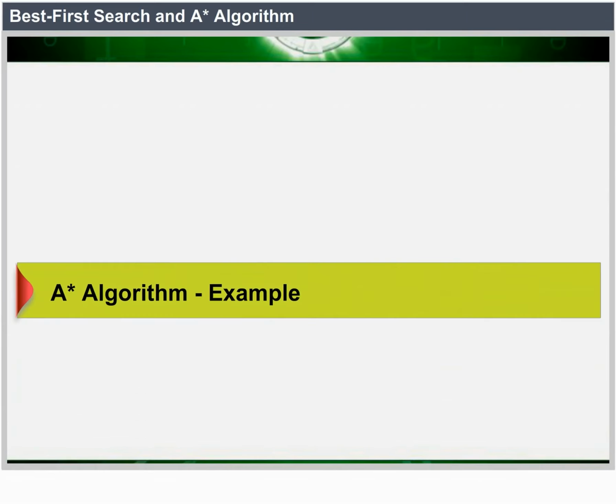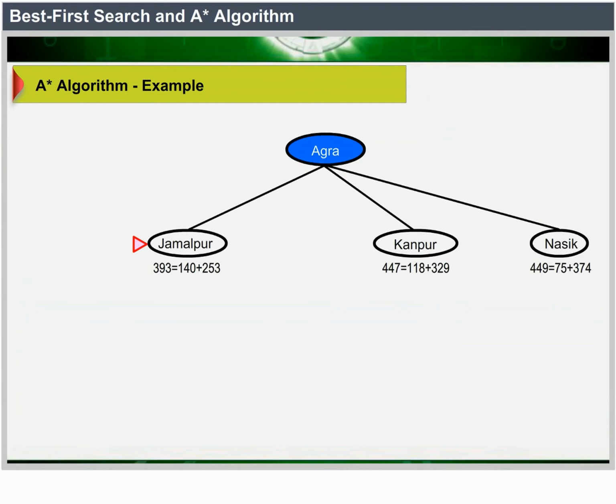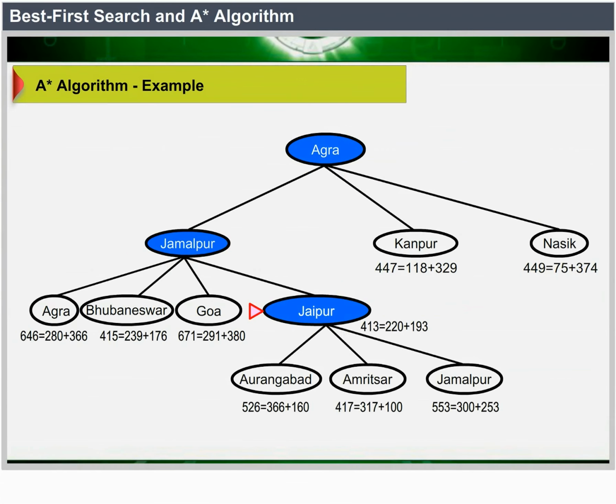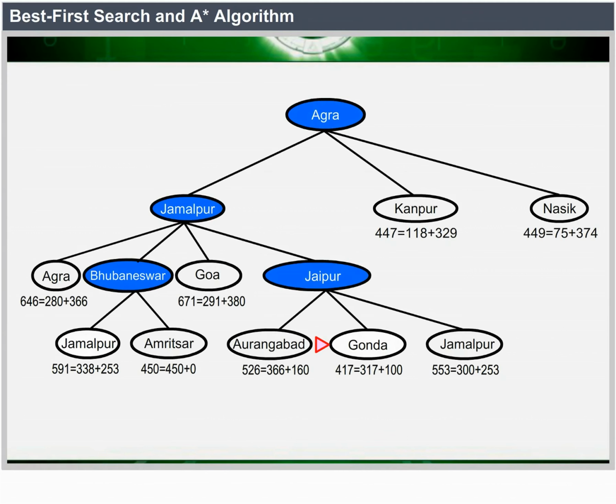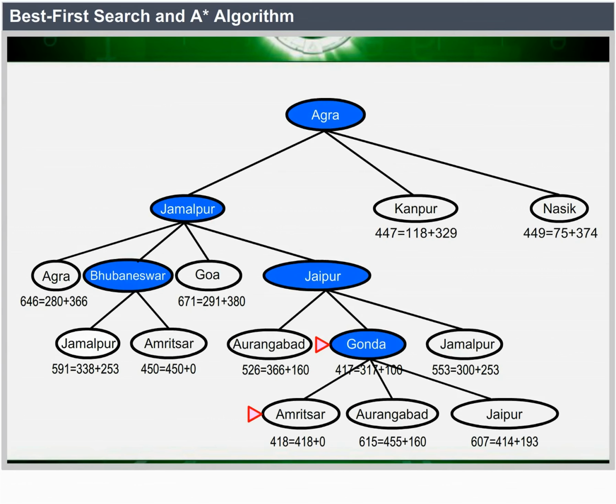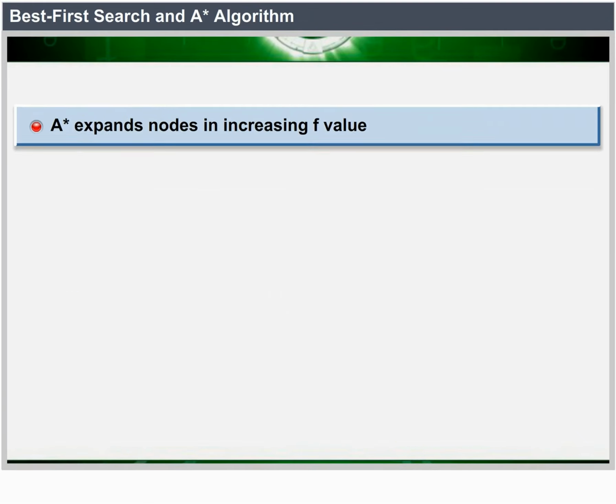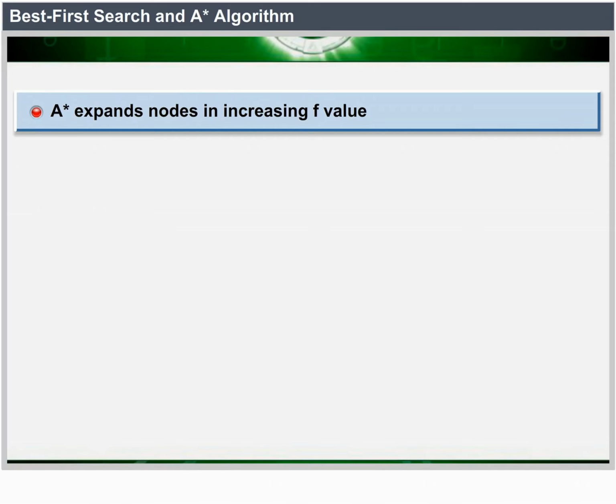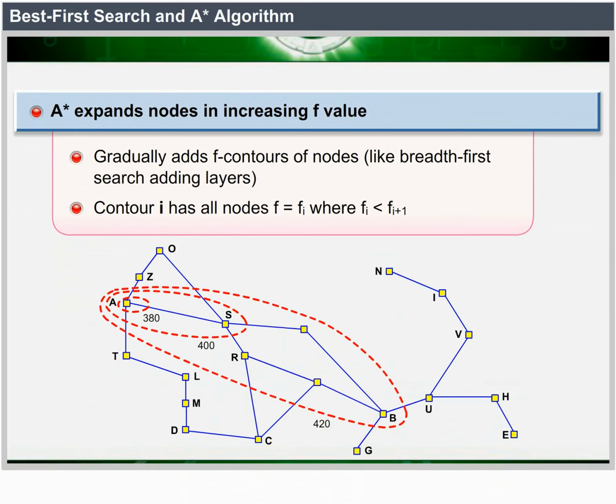An A star algorithm example is shown here. A star expands nodes in increasing f value. It gradually adds f contours of nodes, like breadth first search adding layers. Contour i has all nodes with f equal to fi, where fi is lesser than fi plus 1.